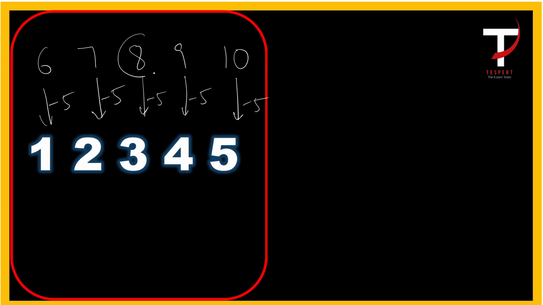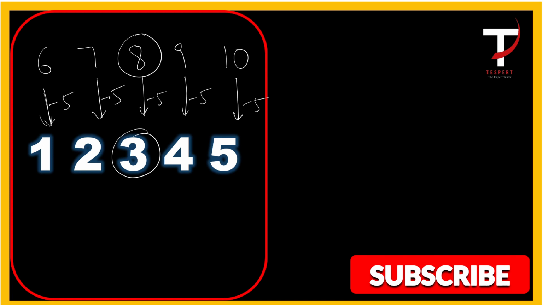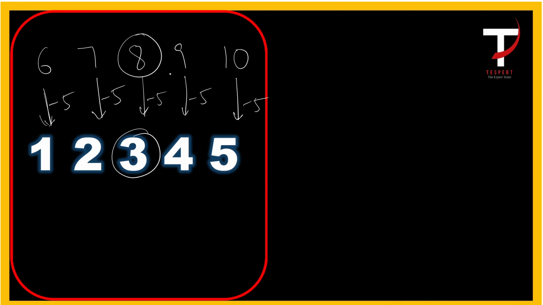In the first case this is the average, and in the second case this is the average. So when we subtract 5 from all the numbers, the average also decreases, subtracted by the same number, right?